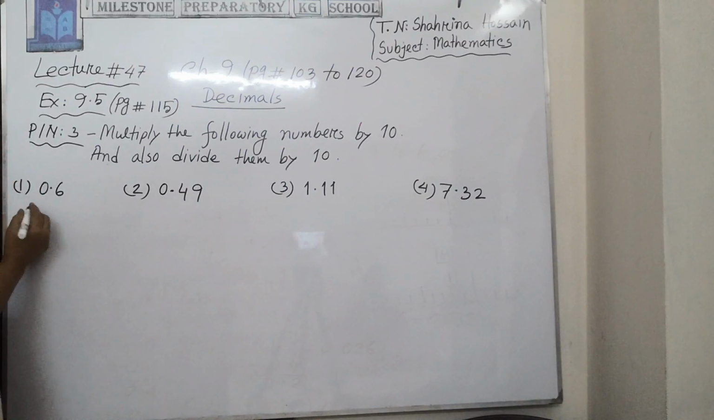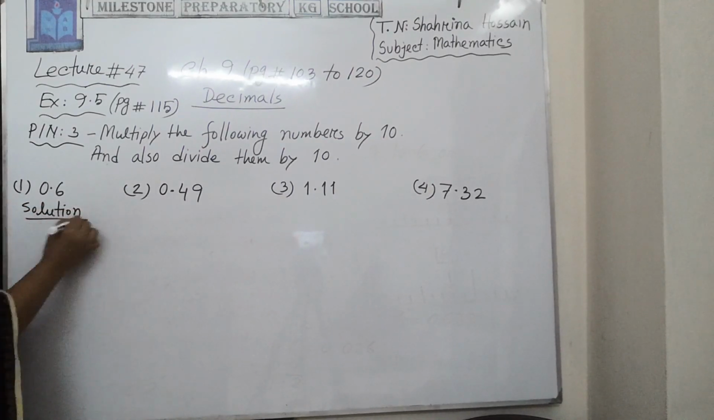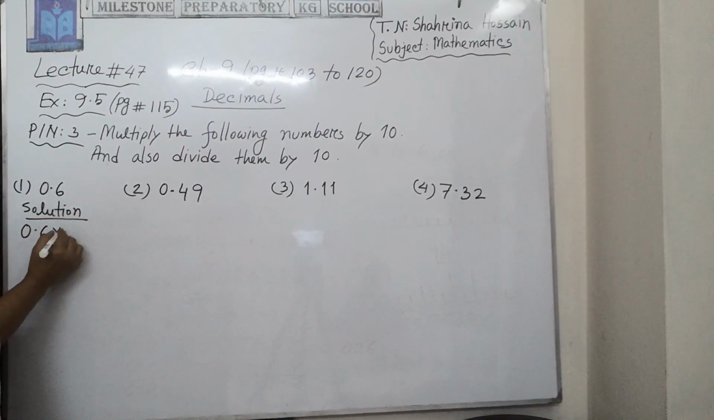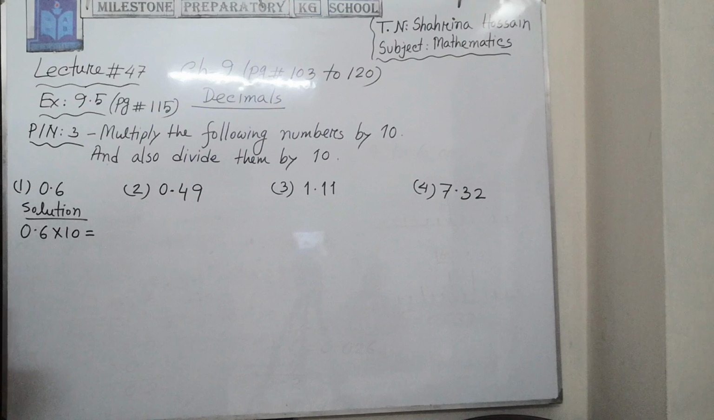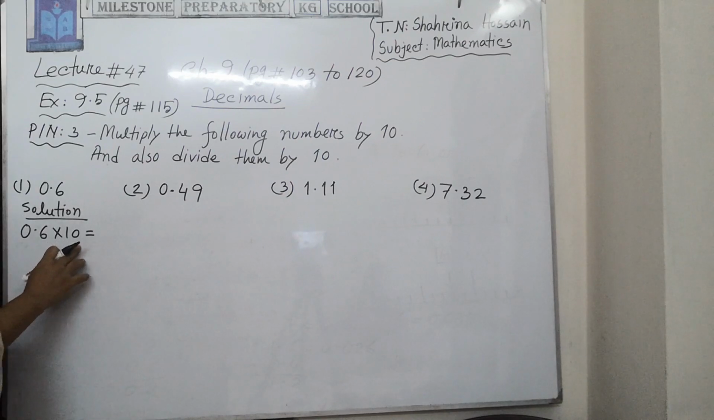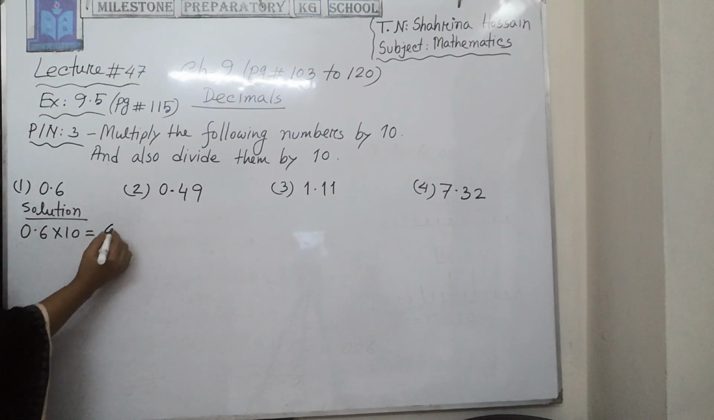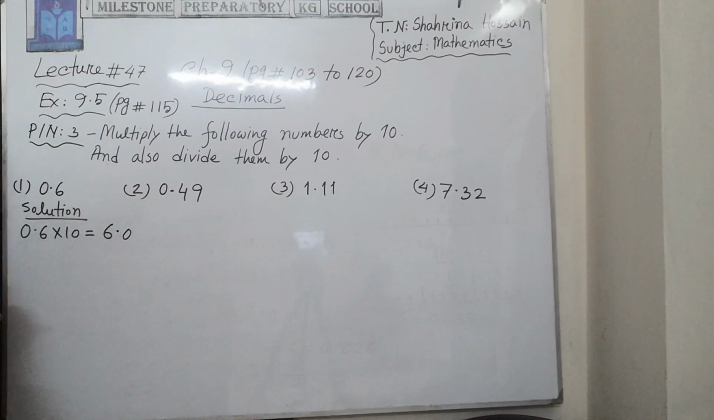So now how can we do? At first, the solution: 0.6 into 10. We know when we multiply any decimal fraction by 10, the decimal point's position will go one step right side. So when we multiply 0.6 into 10, my answer is 6, or we can write 6.0.